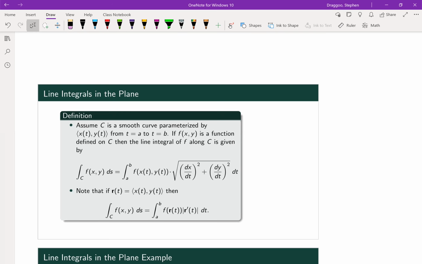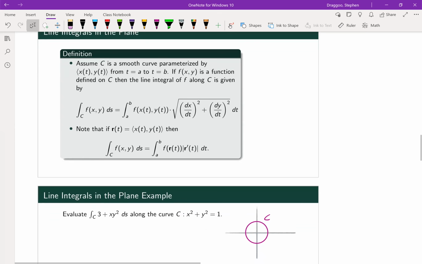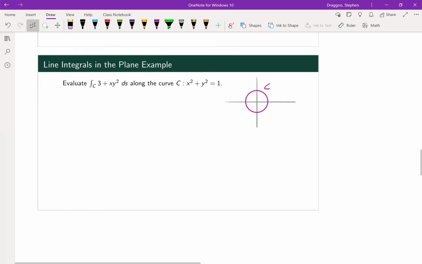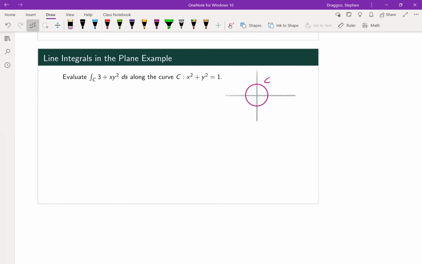Cool, so that's a lot of talking and theoretical stuff. Let's actually try and apply some of it. So here we have an example. We're going to evaluate the line integral of 3 plus xy squared ds along the curve C, which is just the unit circle, x squared plus y squared is equal to 1, pictured here in pink. And we're going to want to go across the entire curve, and it should not matter what parameterization we use for that unit circle, as long as we go around it exactly once.